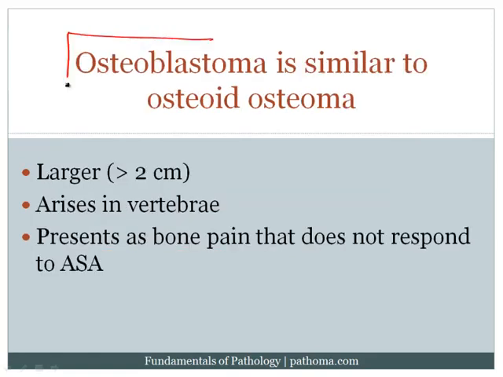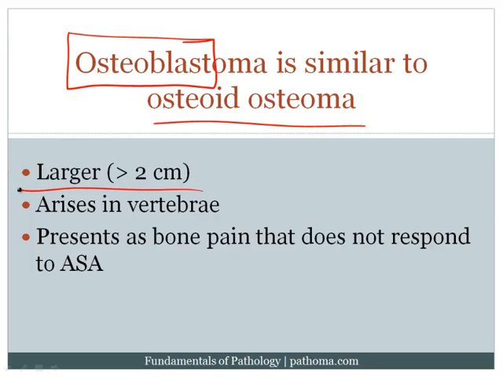Now osteoblastoma is a benign tumor of osteoblast. It's very similar to osteoid osteoma because that was also a benign tumor of osteoblast. However, there are three key differences that are very high yield. Osteoblastoma is larger, and osteoid osteoma is usually less than 2 centimeters, and osteoblastoma is usually greater than 2 centimeters.